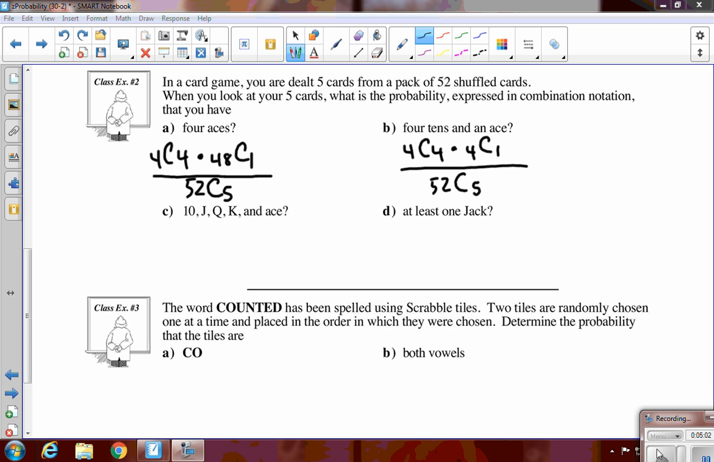So we still know my total is 52, choose 5. Now if I want a 10, how do I get that? 4, choose 1. If I want a jack, how do I get that? 4, choose 1. And then a queen, 4, choose 1. And then a 4, choose 1, and a 4, choose 1. How many times am I doing 4, choose 1? I'm doing it 5 times.